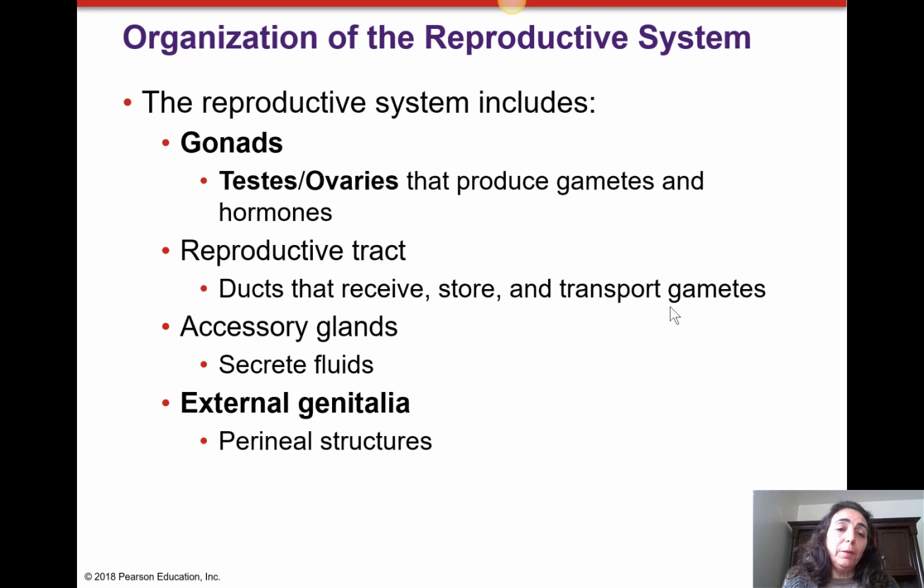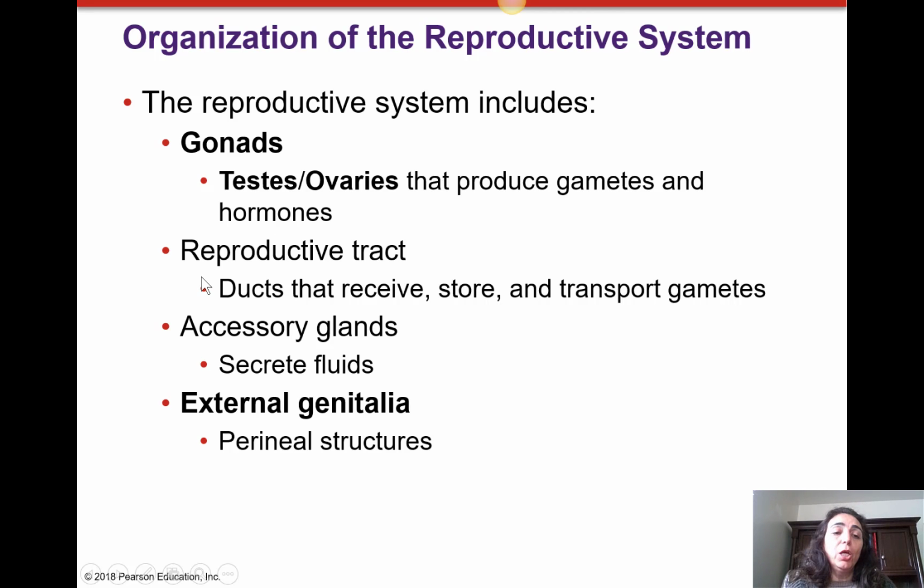Now, the reproductive system in general applies to both sexes, but later we're going to talk about each one in detail, right? We have gonads and we have some external genitalia. Gonads are the organs that make the sperm and oocytes. In the male, gonads are testes, in the female they are ovaries, and they produce gametes and also the sex hormones.